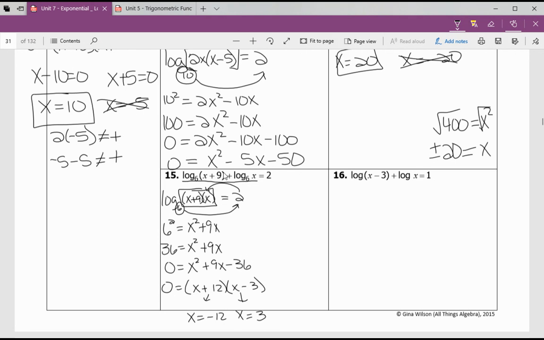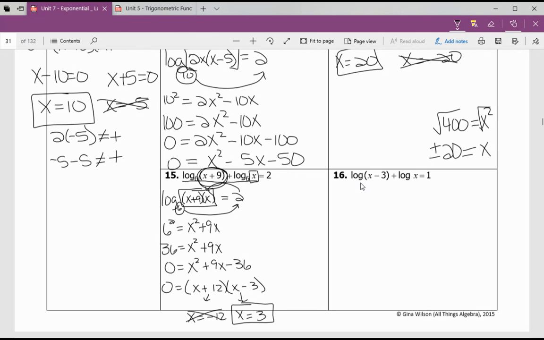Now, when I plug negative 12 in, I get a negative answer, so I have to throw that one away, and I'm going to keep this answer. 3 plus 9 is 12, and that stays positive. Even here, if I plug in 3, it stays positive, so make sure you check all of the x values.